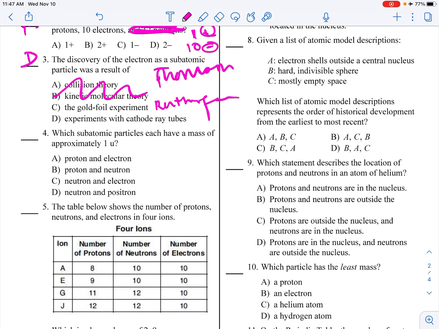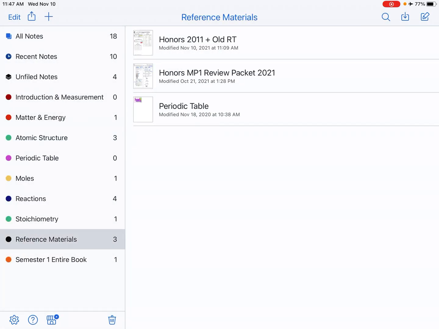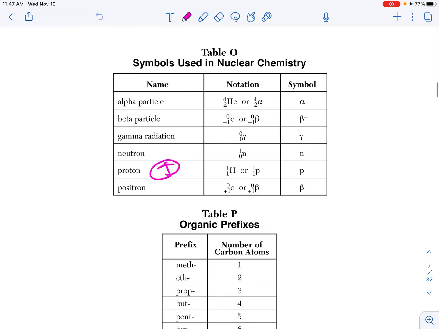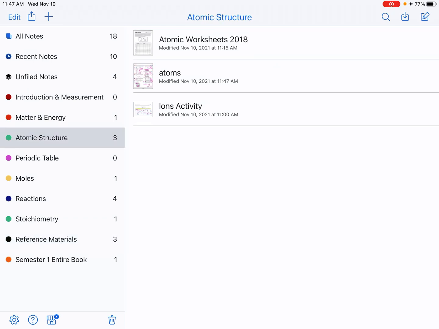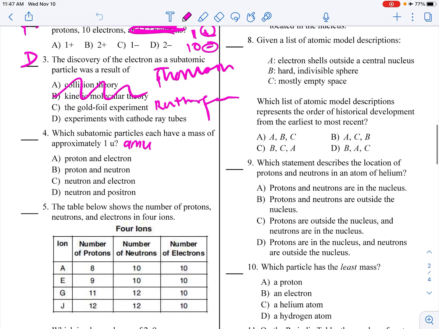Which subatomic particles each have a mass of approximately 1 u? Remember, u is another way of saying AMU, atomic mass unit. So let's quickly go to here. So we see the masses. So masses of 1 would be neutron and proton, and that's it. So back to this. Mass of 1, proton and neutron.